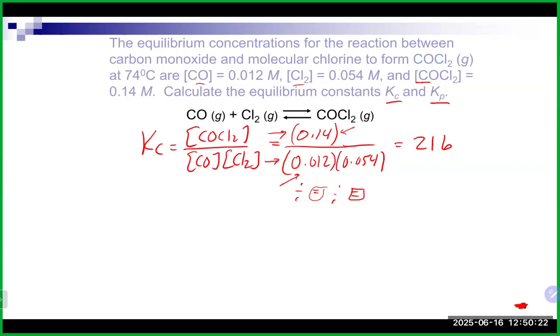It's chemistry, some sig figs, maybe. I don't know. We'll see. 220 maybe on that if we want to sig fig it out there with two sig figs all over the place. Give or take, we'll see.